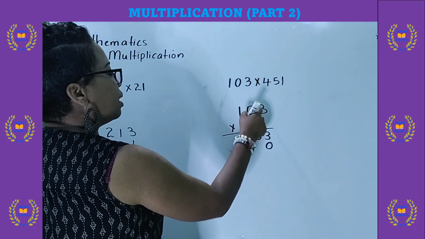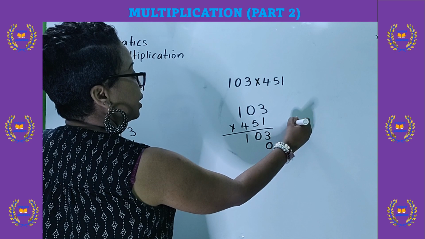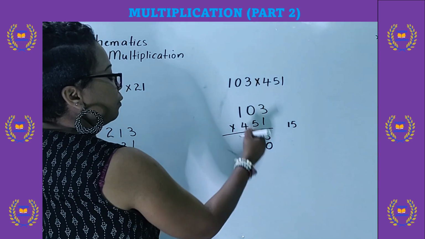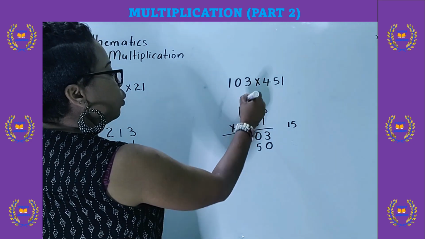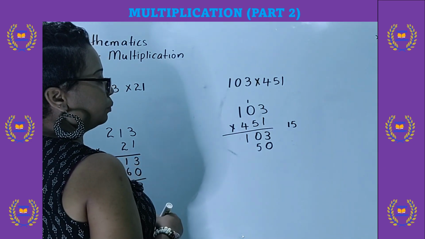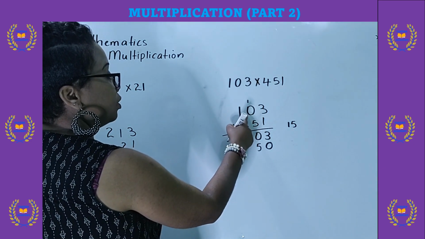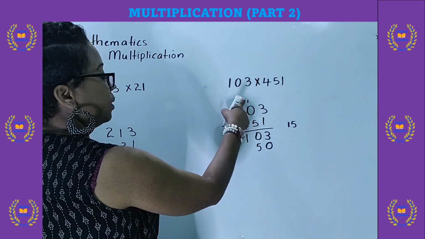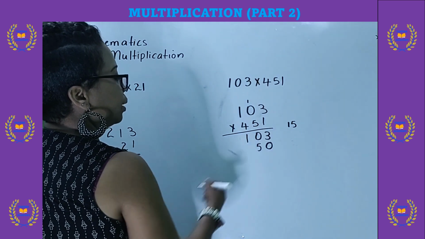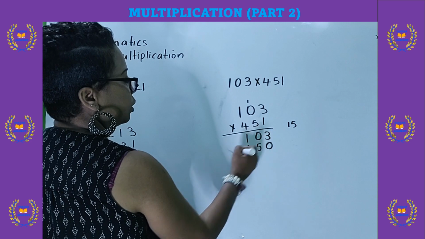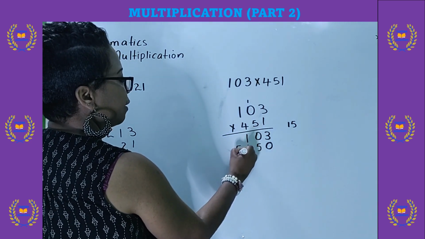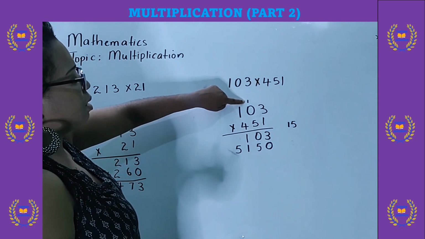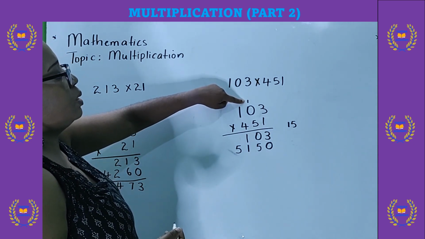So 5 times 3 is 15. Okay, that's a 2-digit number, so the first number goes here, the 5, and then the 1 goes here. 5 times 0 is 0. 0 plus 1 is 1. So the 1 goes there. 5 times 1 is 5. Now notice there's a 1 at the top, okay? And we're not finished with our multiplication.